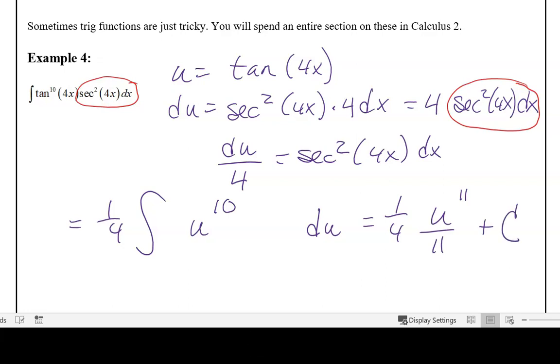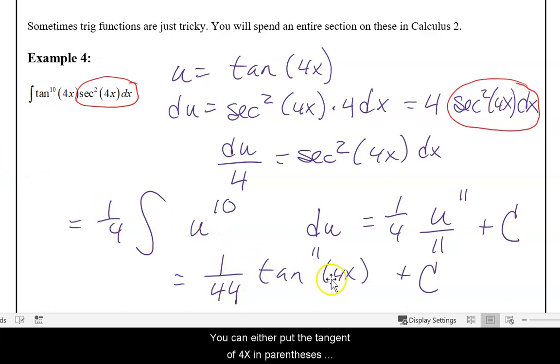Quite simple. Remember that since the 1/4 and the 11 are both in the denominator, this will actually give me 1/44, and I can replace u with the tangent of 4x again, raised to the 11th power. You can either put the tangent of 4x in parentheses with the 11th power outside, or you can place the 11th power between the tan symbol and the parentheses around the 4x.